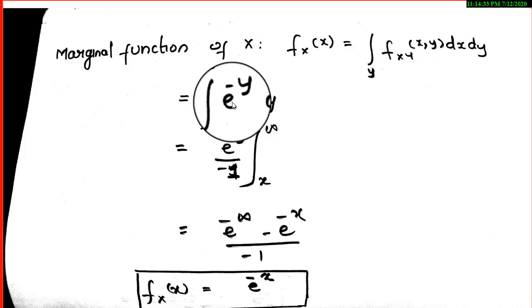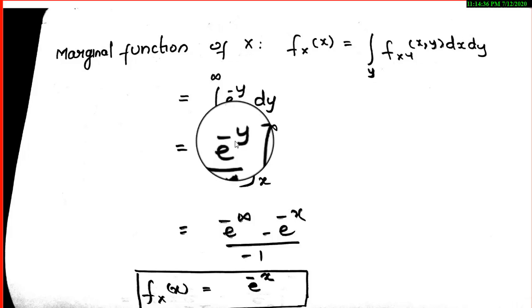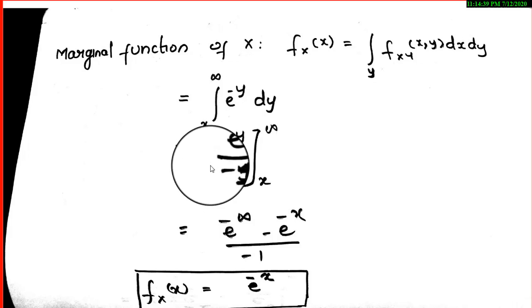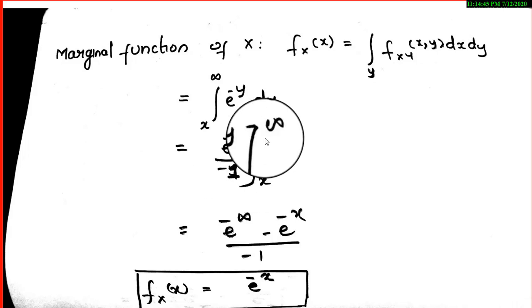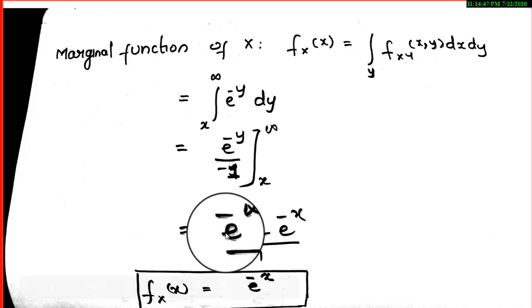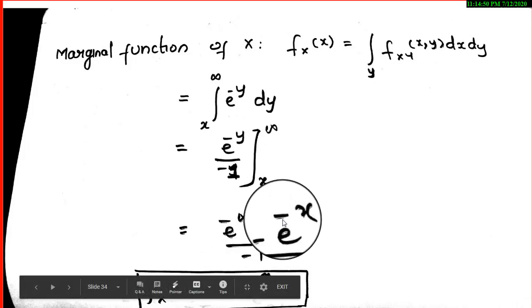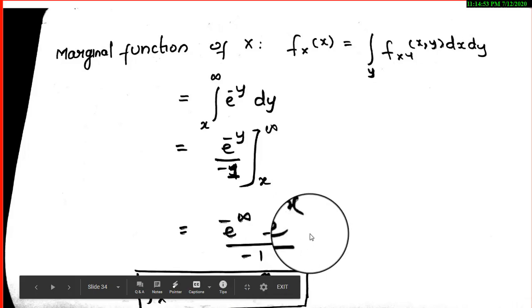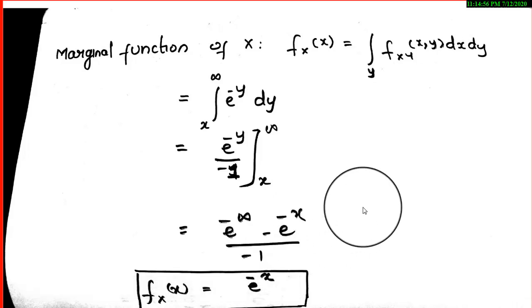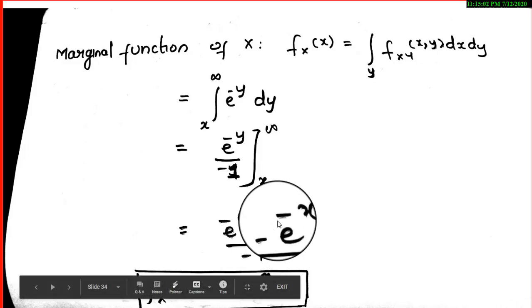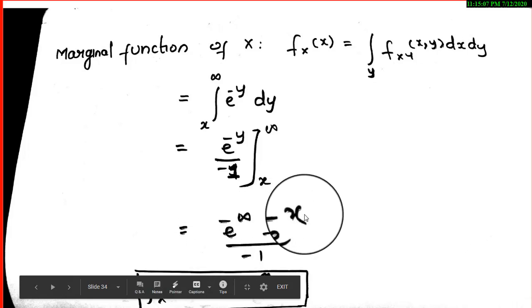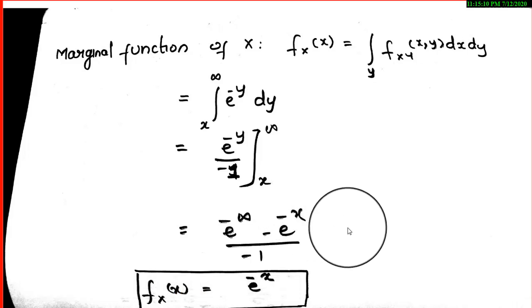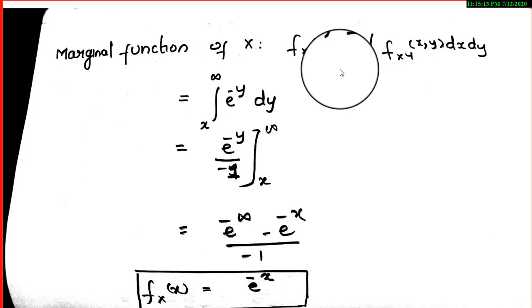Okay, so now when we integrate e power minus y, I'll be getting e power minus y divided by minus 1 over the limits x to infinity. If I substitute the upper limit, I'll be getting e power minus infinity minus e power minus x, divided by minus 1. Now e power minus infinity is 0. The numerator minus and this denominator minus will become a plus. What is left of the function? f of x is e power minus x. This we got for the marginal function of x.